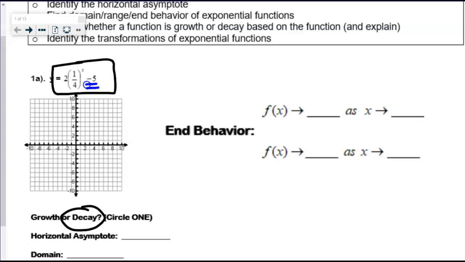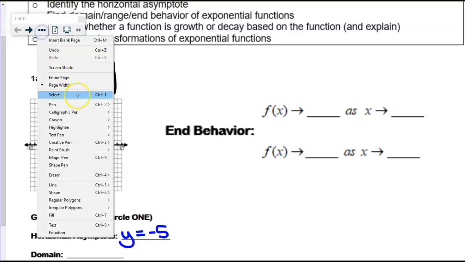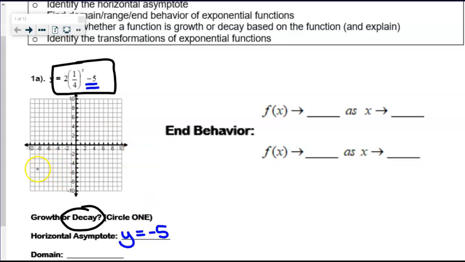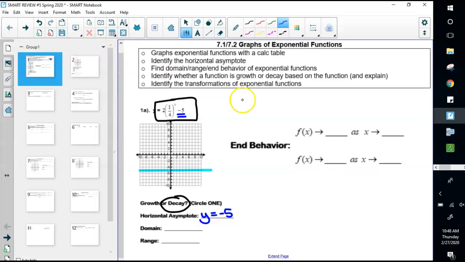So remember, any vertical shifting is going to move your horizontal asymptote. So this particular one is going to have a horizontal asymptote at y equals -5. So before I even try to graph anything, I'm going to take my highlighter, and at y equals -5, I'm going to try to draw a line there. That was really bad. I'm going to move it down a little bit. And speaking of points, now we're going to go over to our calculator.